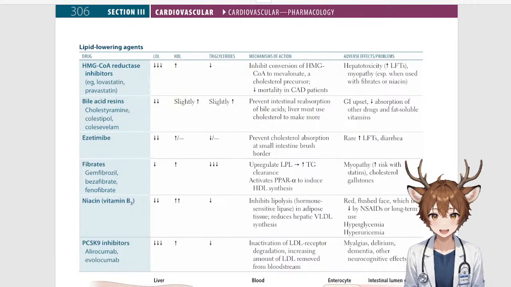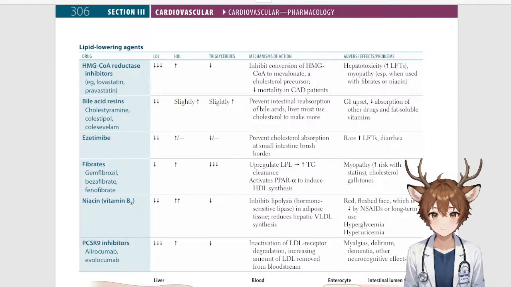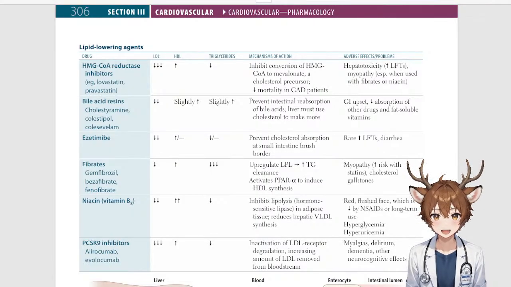What about lipid-lowering drugs? I talked about lipid-lowering agents, now we're talking about lipid-lowering agents continued. Okay, fair enough. So this is page 2 for me, but it's all the one thing for you.